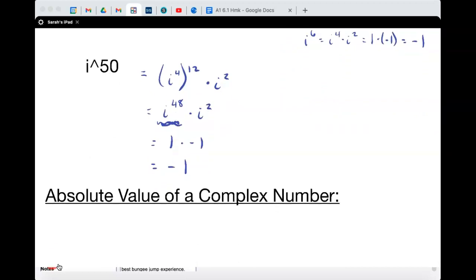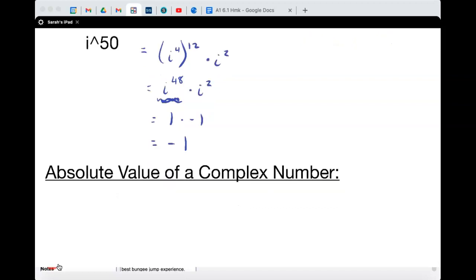Okay, we have one last thing. Absolute value of a complex number. Okay, so what is a complex number again? How do you write complex numbers? Beautiful.